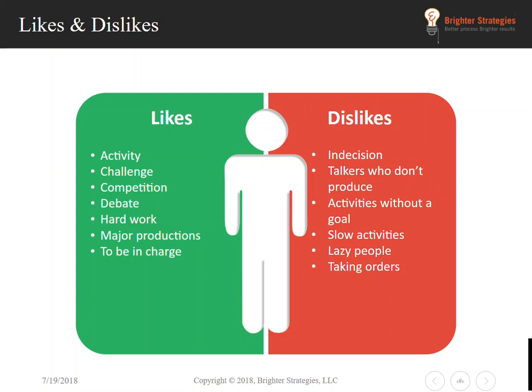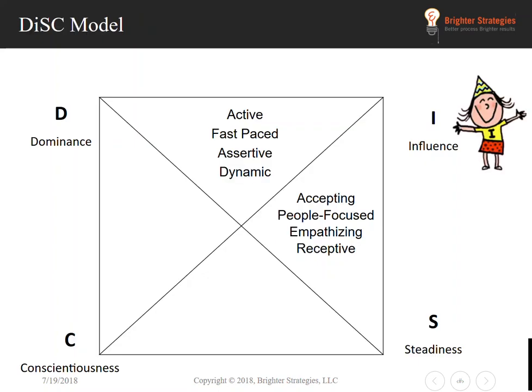And as we mentioned earlier, there are some similarities between a D and an I in the sense that they are active, fast-paced, assertive, and dynamic. But where they differ is where a D is much more focused on objective, logical, being skeptical, thinking things through. An I, on the other hand, is much more accepting. They're people-focused, they're empathetic, they're much more receptive.